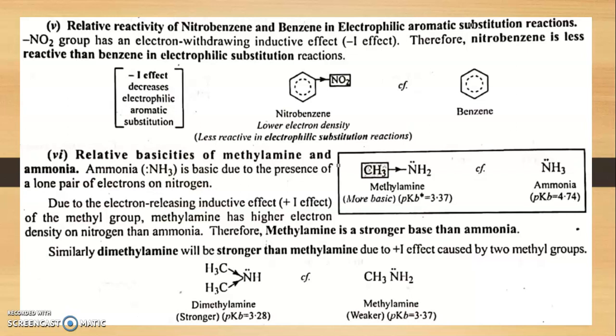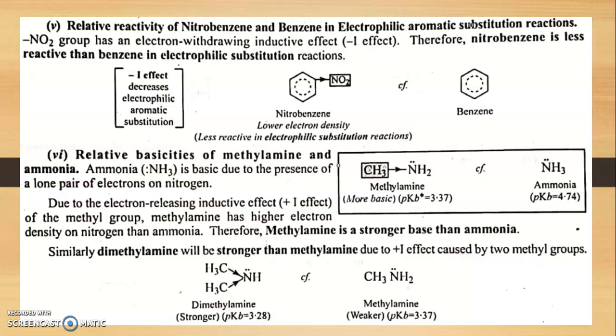Next important application is the relative basicity of methylamine and ammonia. Due to the electron releasing inductive effect, that is the plus I effect of the methyl group, methylamine has higher electron density on nitrogen than ammonia. Methylamine is a stronger base than ammonia. It can be shown from the pKb values that methylamine is more basic: pKb of 3.37 for methylamine and 4.74 for ammonia.